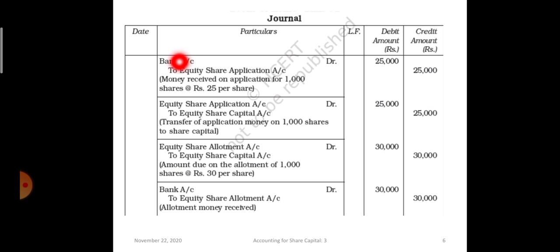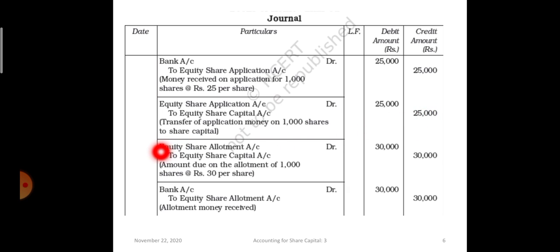First, when the application money is received, bank account debit to equity share application for 1000 shares applications at the rate of 25, 25,000 rupees is received. 1000 into 25. Now the application money will be transferred to the capital account. Earlier this equity share application was credited, now it will be debited. Equity share application to equity share capital account 25,000 rupees. No surplus amount is there.